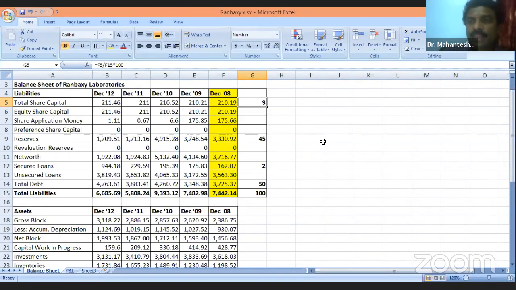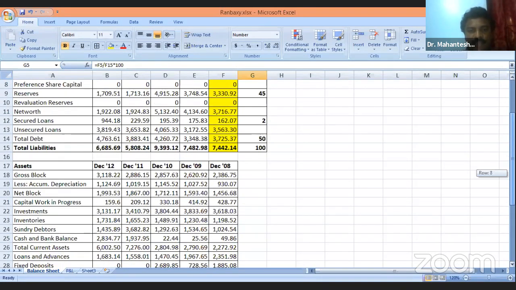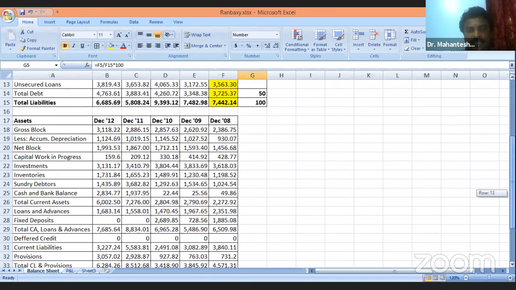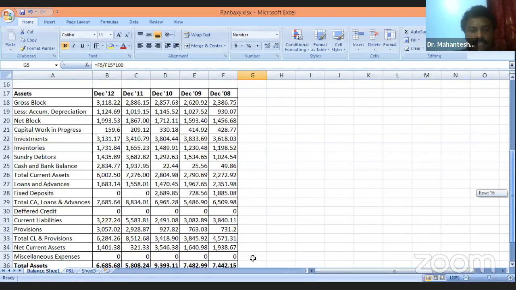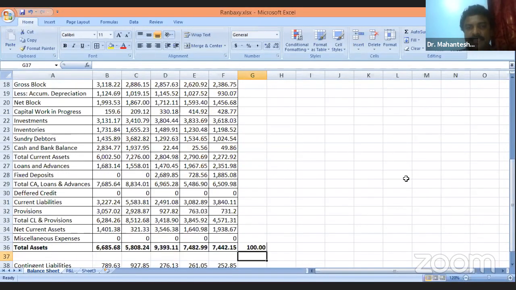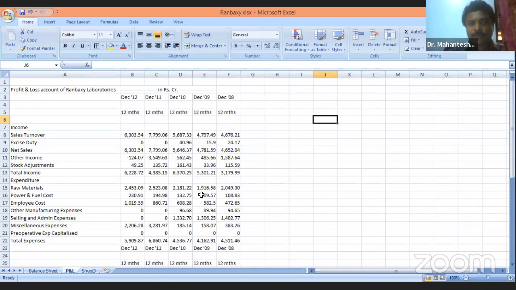Just as we did for the liability side, we do this for the asset side also, wherein the total assets in the balance sheet are going to be taken as equal to 100%. Here, taking this as 100%, we see what percent is fixed assets, what percent is current assets, what percent is investments. So every item we can equate to the respective percentages. So this is what we do in the vertical analysis. Similarly, we can go to the profit and loss account also.